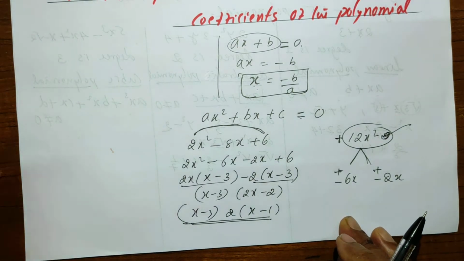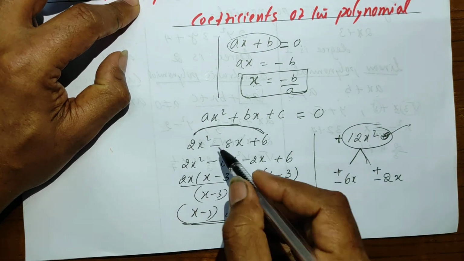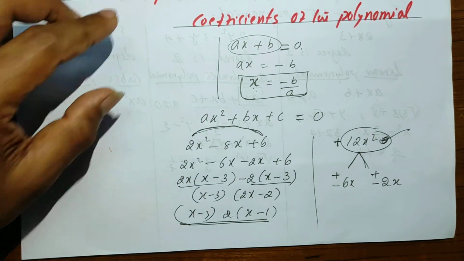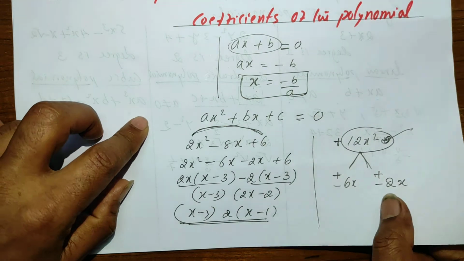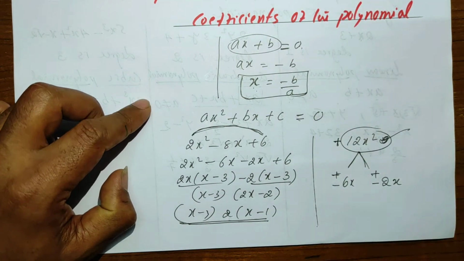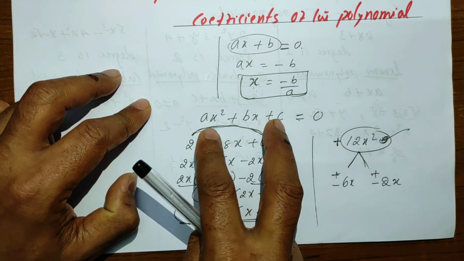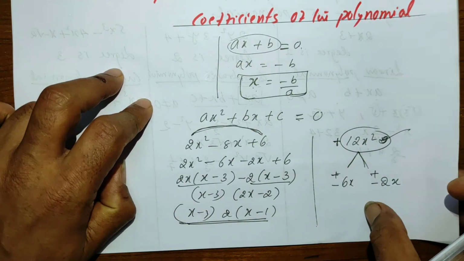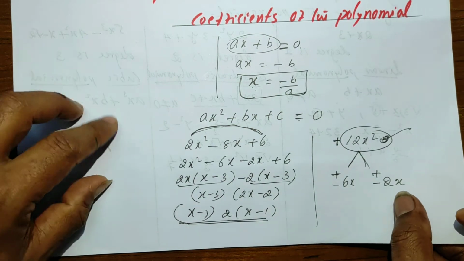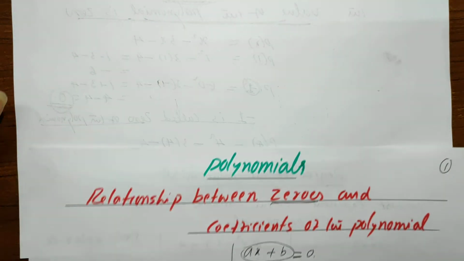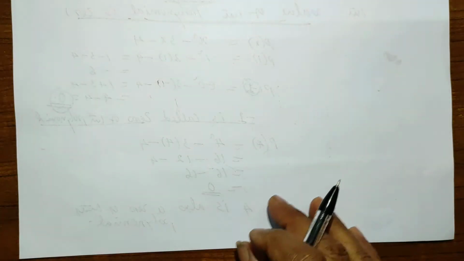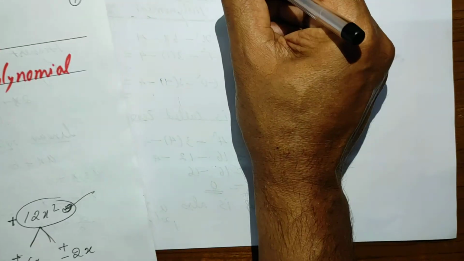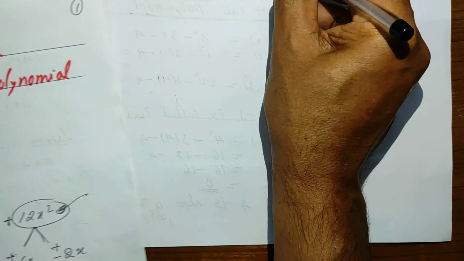So we have 3 factors, and the method I have used here is splitting the middle term. So now let me equate. The first step is to factorize the given quadratic polynomial. Then it should be equated to 0. So first let me write the factors here. What are the factors? x minus 3, 2, x minus 1.